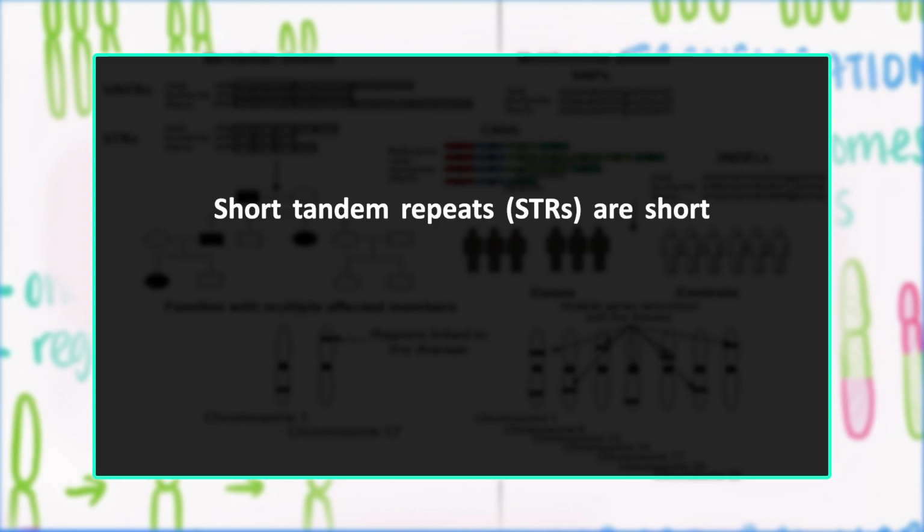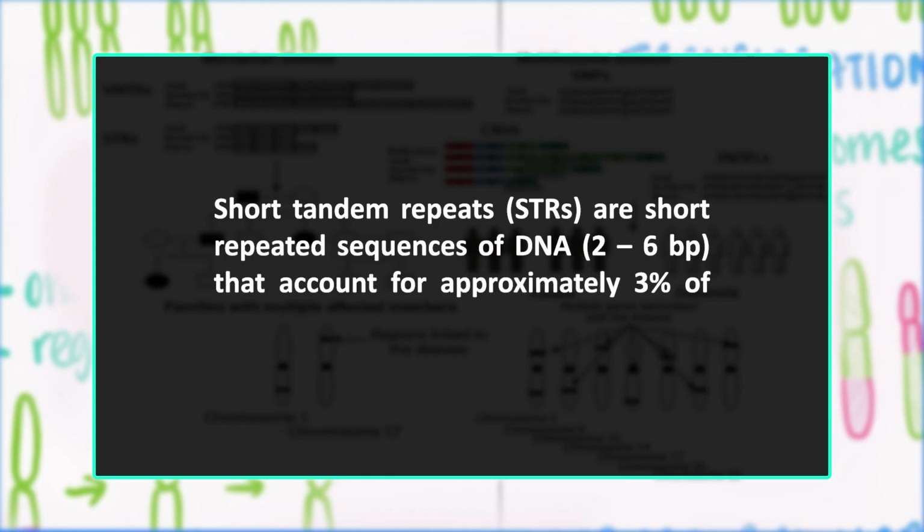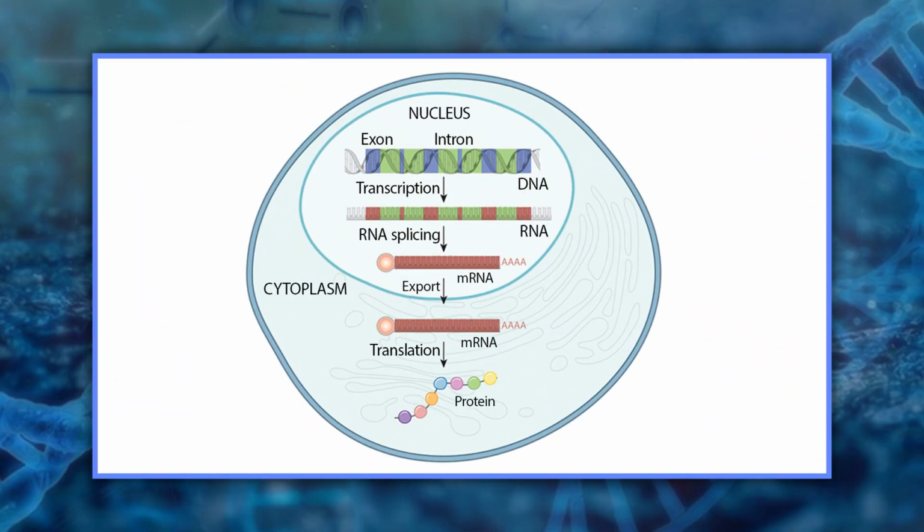Short tandem repeats, or STRs, are short repeated sequences of DNA that are 2 to 6 base pairs long and account for approximately 3% of the human genome. The number of repeat units is highly variable among individuals, which offers a high power of discrimination when analyzed for identification purposes. It's a widely accepted notion that STRs are non-coding in nature and are therefore not implicated in gene expression.